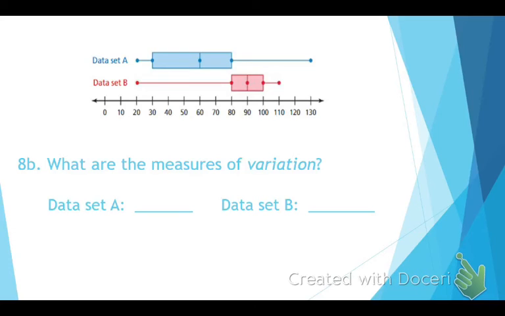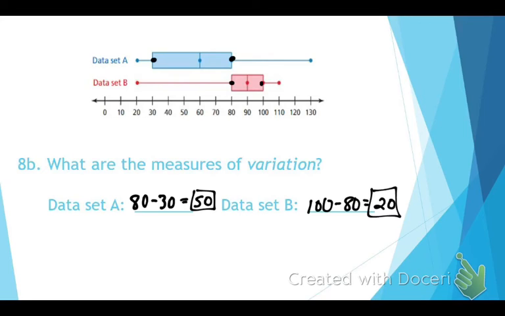All right, for the next problem, we still have the same data sets, but this time I want you to write down what the measures of variation would be. Remember, variation takes the top part of the box and subtracts the smaller part of the box. So for the first one, we have 80 minus 30. What is that? 50. Okay, that would be for data A. For the next one, we have 100 minus 80. What would that be? And that variation would be 20.